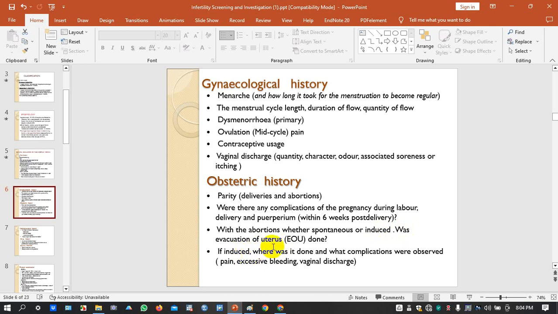If the abortion was induced or forced, where was it done and what complications were associated with the abortion? Was the abortion painful? Did the woman have excessive bleeding? Did she have vaginal discharge?